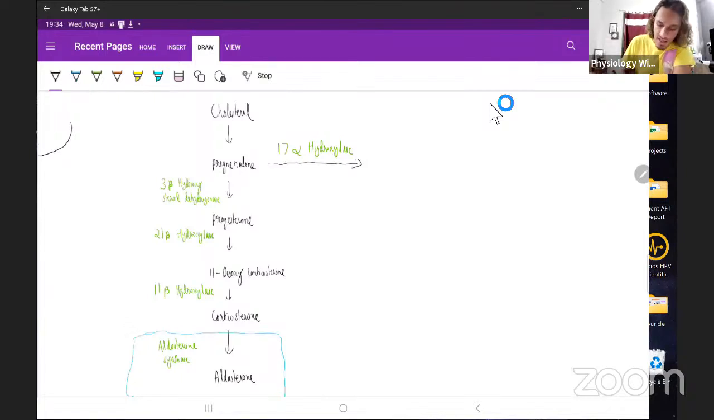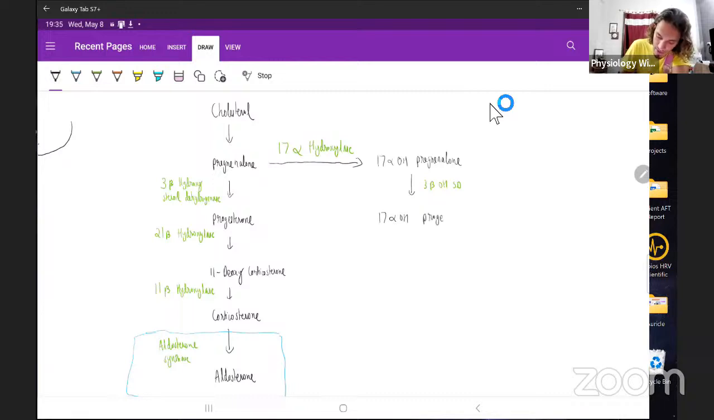So then what is the product again? It's going to be 17 alpha hydroxypregnenolone. Same thing, but just the 17 alpha hydroxy form. This can again do the same thing: if on this you apply the same 3 beta hydroxysteroid dehydrogenase, same thing. Okay, that's why I started with this side. This will give you the same thing, 17 alpha hydroxyprogesterone.